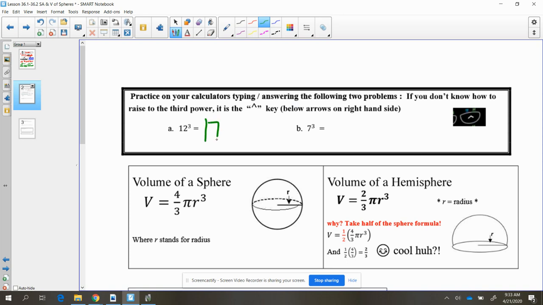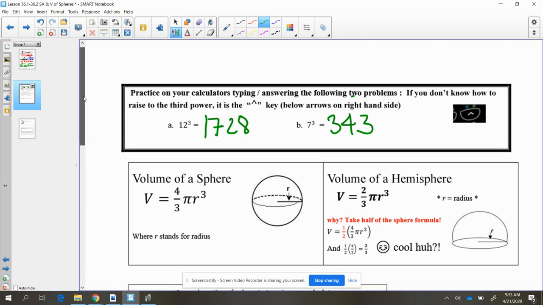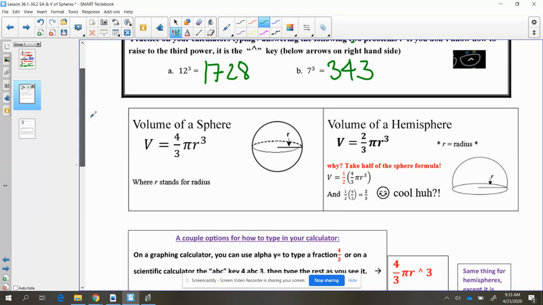Should have had 1,728 and 343. Now, why are we taking a moment to pause and take something to the third power? Well, that's because we are now shifting to the volume of a sphere and the volume of a hemisphere.